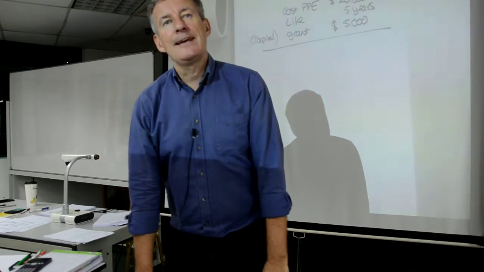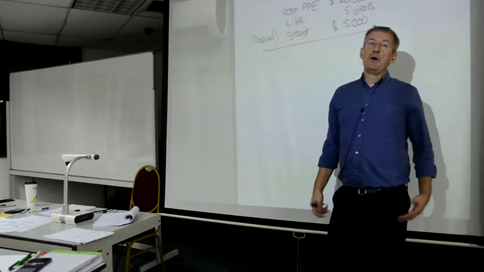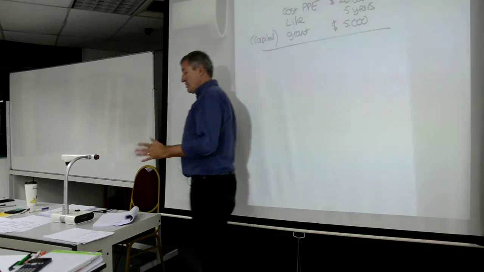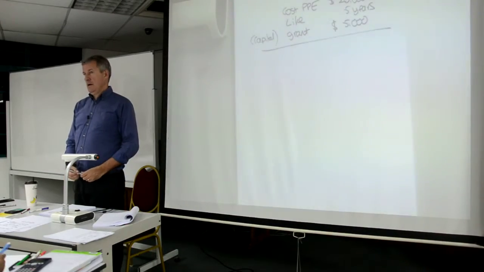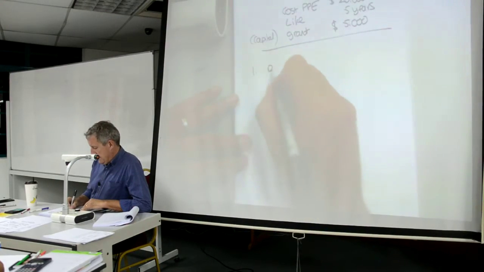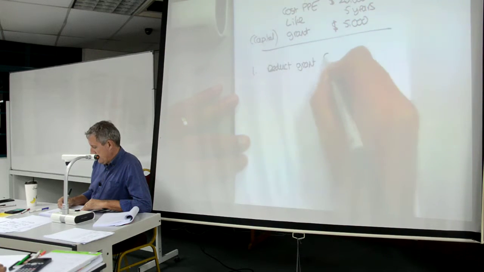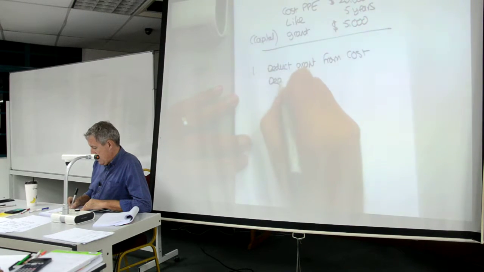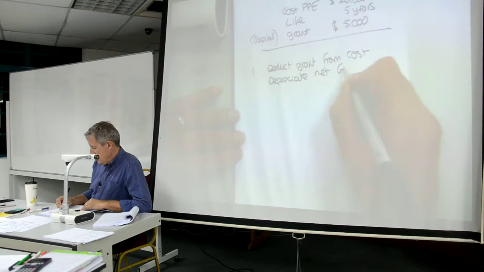So I don't care which method you use, because both methods ultimately are allowed, and both methods give you a true and fair view. So before I write that down, very briefly write that down. We happy with that? Yeah. So, one method, deduct the grant from cost, depreciate the net figure.